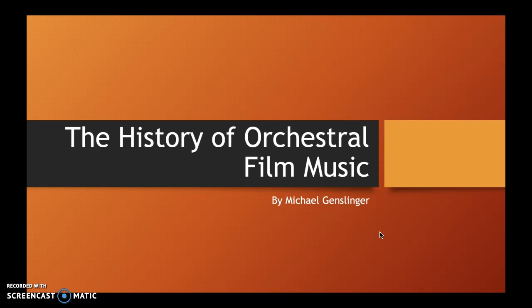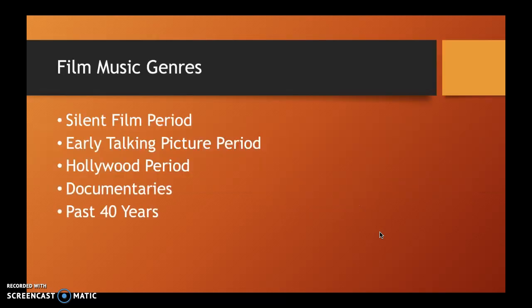So let's take a look at how orchestral film music has fit into the 5 different genres that we've studied this semester. The 5 different genres that we've taken a look at have been the silent film period, the early talking picture period, the Hollywood period, documentaries, and the past 40 years. And we're going to take a look at how orchestral music has fit into each one of these categories.